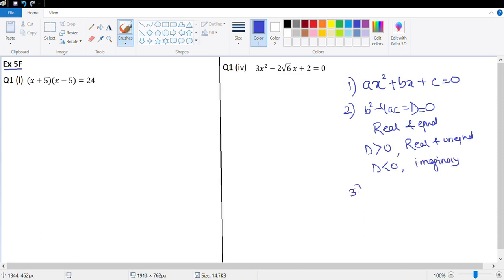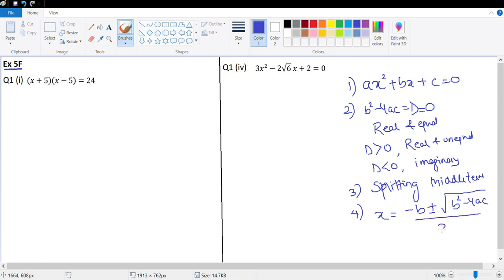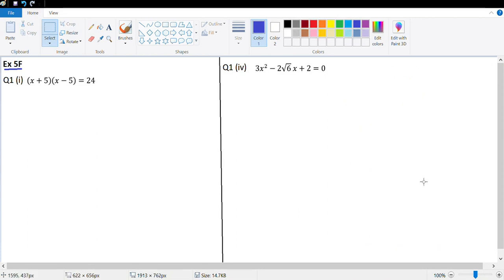After that, we learned how to solve a quadratic equation by splitting the middle term, which was basically factorizing the quadratic equation. And in the end, we talked about solving a quadratic equation using the formula, which is x is equal to negative b plus minus square root of b squared minus 4ac upon 2a. So that's all this exercise has been about. Let's go ahead and solve the last one. Basically a revision exercise, no new concept that I need to talk about.